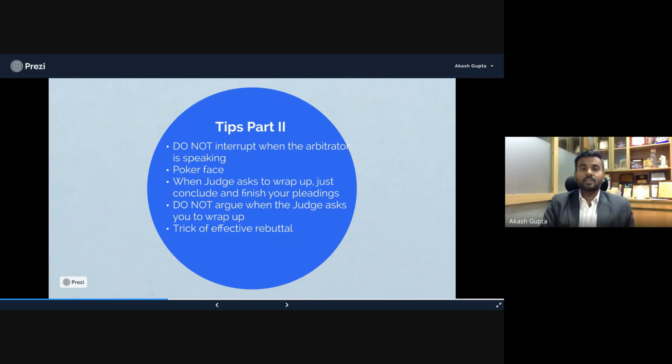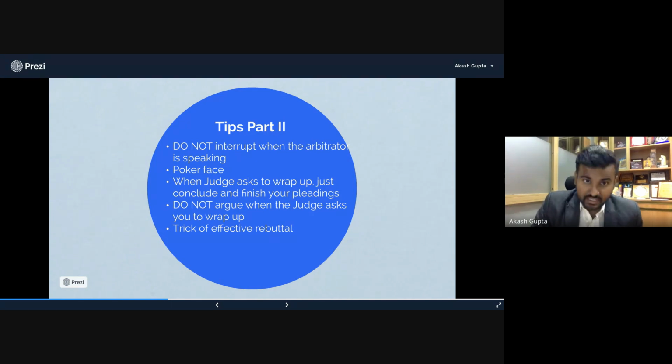Do not argue when the judge asks you to wrap up. That I have one more point to make. I couldn't argue it because you asked a lot of questions. Sometimes it becomes an argument with the judge. Please understand this, that you are not going to mark the judge. The judge is going to mark you. So please understand this and just sail through it and try to wrap up and finish your pleadings.